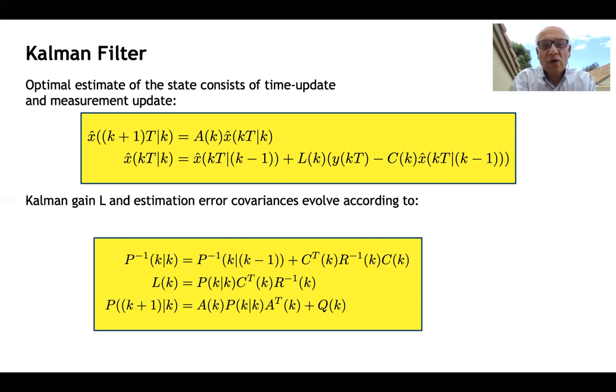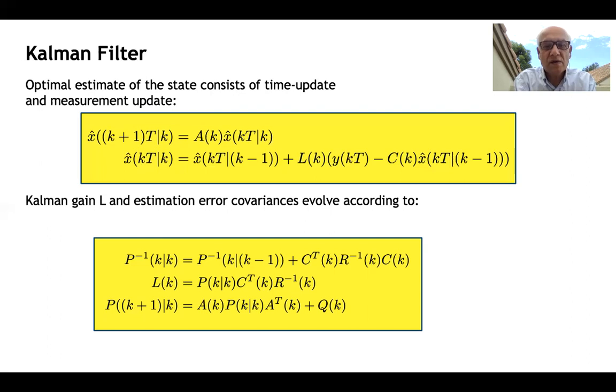Now, if you combine the two equations together, you can see it gives you a recursion of going from best estimate at time kT given k minus 1 to best estimate at time (k plus 1)T given k. And you can just propagate this further. So two steps, a measurement update and a time update, and you just keep recursing. Now, what about this gain L? That's the new thing here.